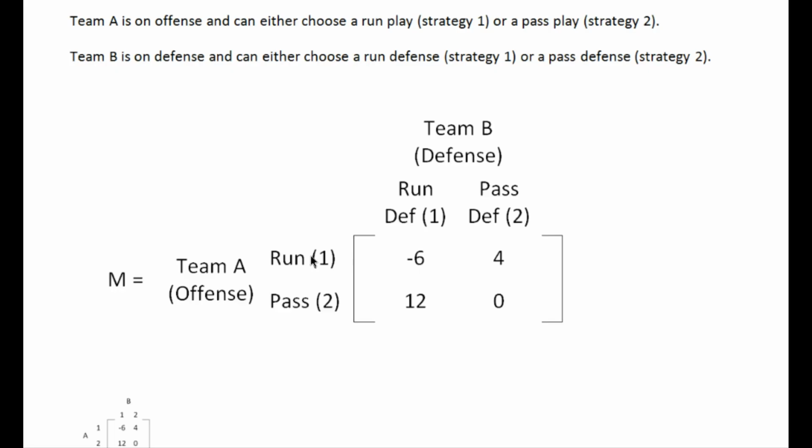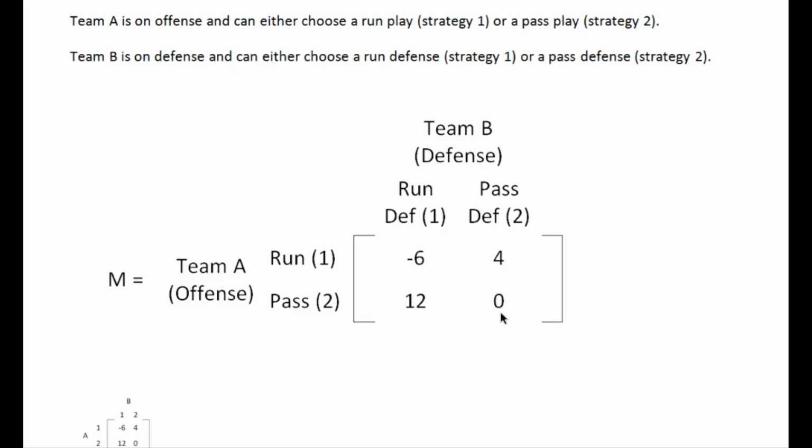So if Team A runs the ball and Team B chooses a run defense, Team A will lose 6 yards. If Team A chooses to run and Team B chooses a pass defense, Team A will gain 4 yards. If Team A chooses to pass and Team B chooses a run defense, Team A will gain 12 yards. And if Team A chooses to pass and Team B chooses a pass defense, Team A will gain 0 yards.